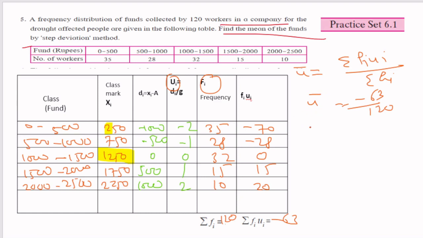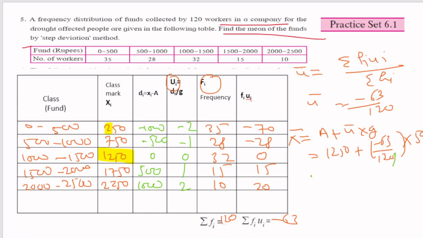So directly, what is the formula to calculate the mean? X bar is equal to assumed mean plus U bar into G. What is assumed mean in this case? 1250 plus U bar, that is minus 63 divided by 120, into G. What was our G? 500 in this case. Now you can work on how to reduce the numbers and do the calculation.